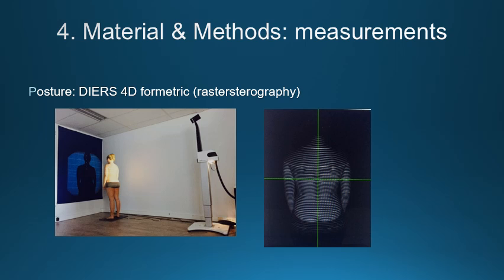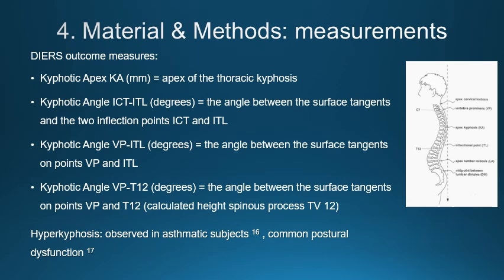To measure posture, a Deers Phometric 4D scanner was used. This appliance evaluates posture in a non-invasive way, by means of the curvature of the projected lines on the subject's back. The curves in which the lines were projected on the subject's back were converted by calculations to form a 3D image on the computer. The outcome measures only included variables which evaluate the thoracic kyphosis, as a hyperkyphosis can be observed in asthmatic subjects, and as it is a common postural dysfunction.